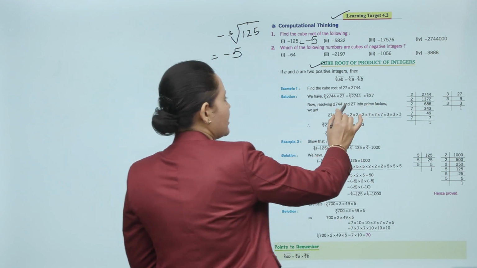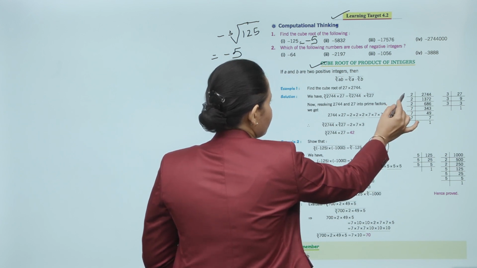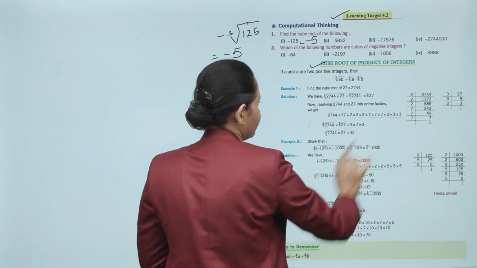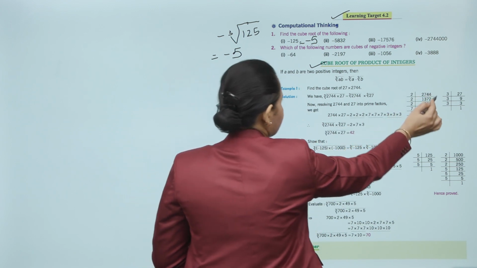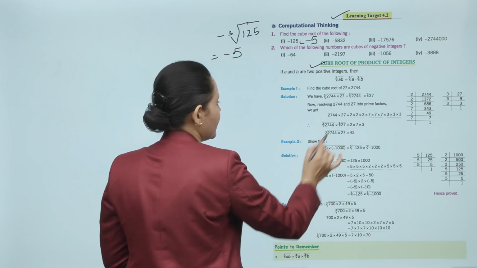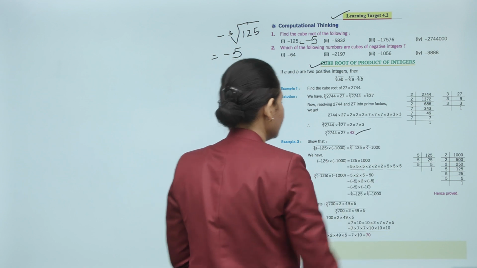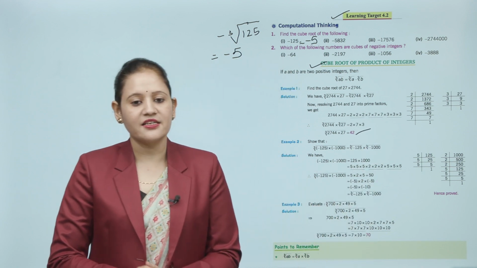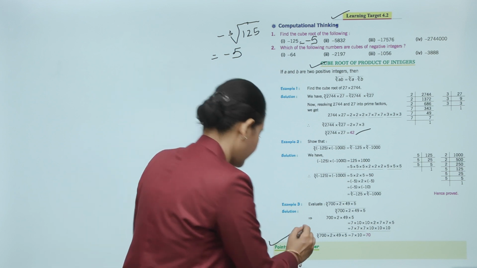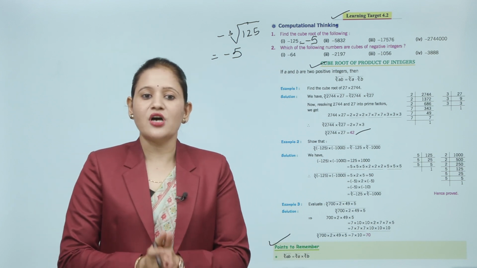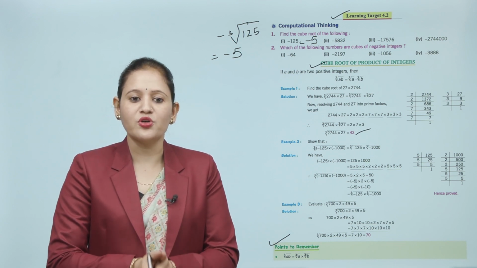We will find the values. Doing prime factorization, we make pairs of 3 and 3. So this will be 2 into 7, and this will be 3. So the cube root will be 2 into 7 into 3, that is equal to 42. That will be our answer. Clear? Next, points to remember. Cube root of AB equals cube root of A multiplied by cube root of B.